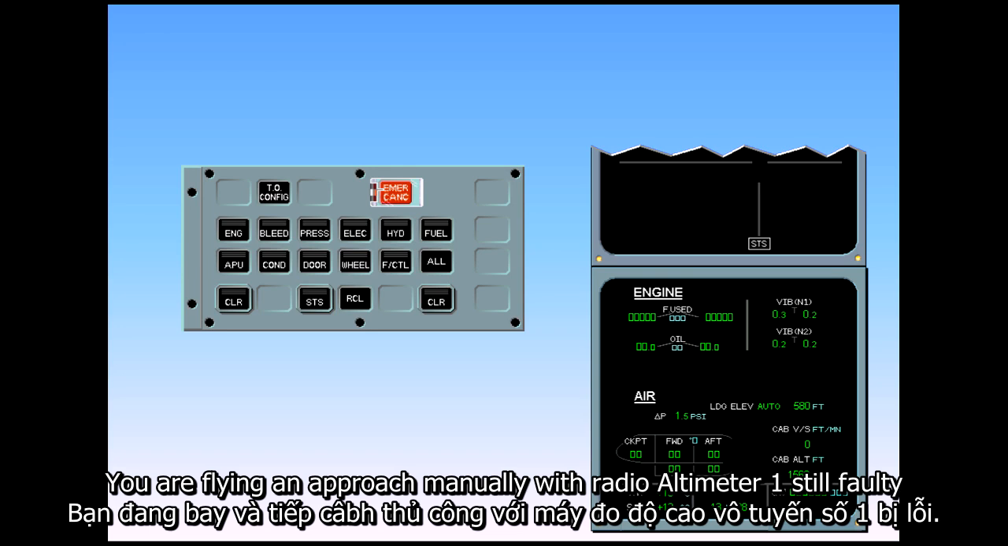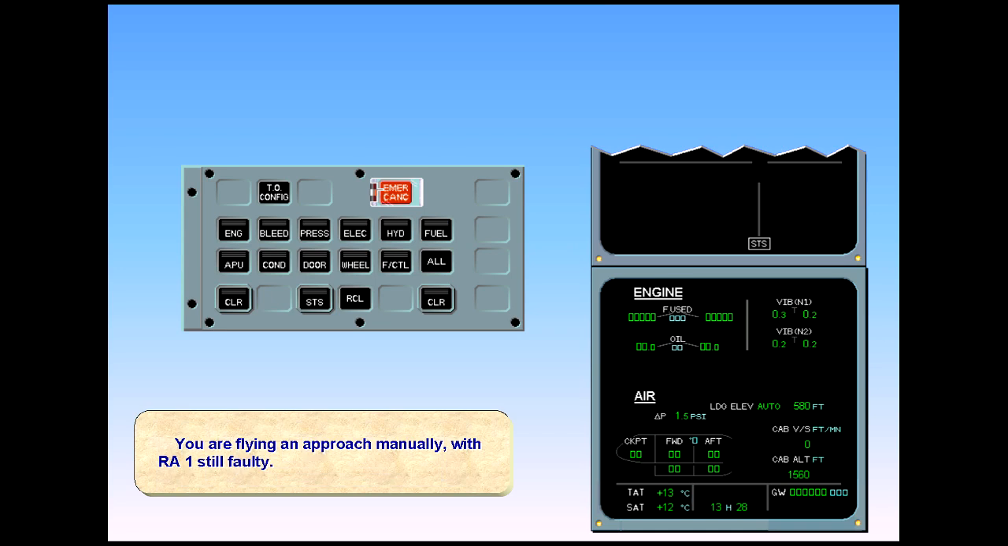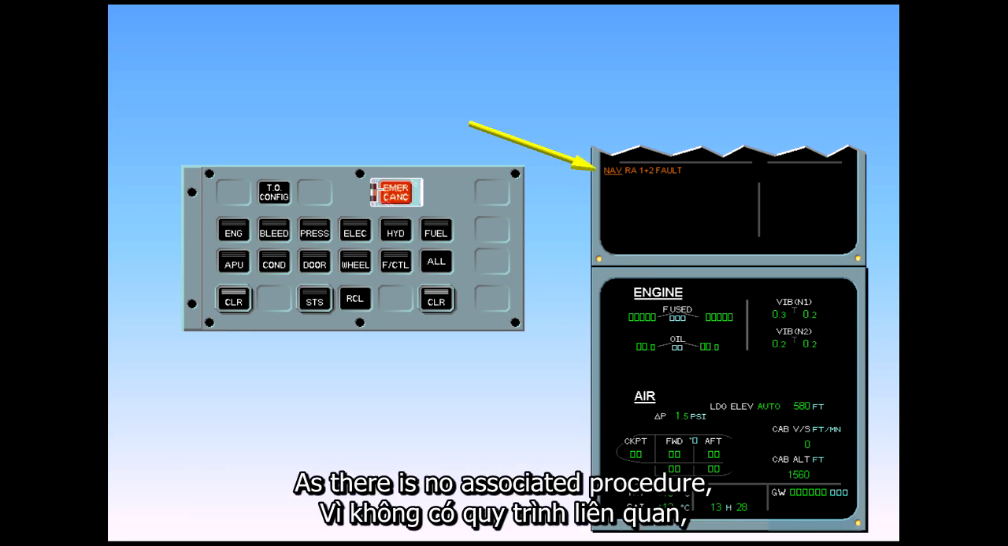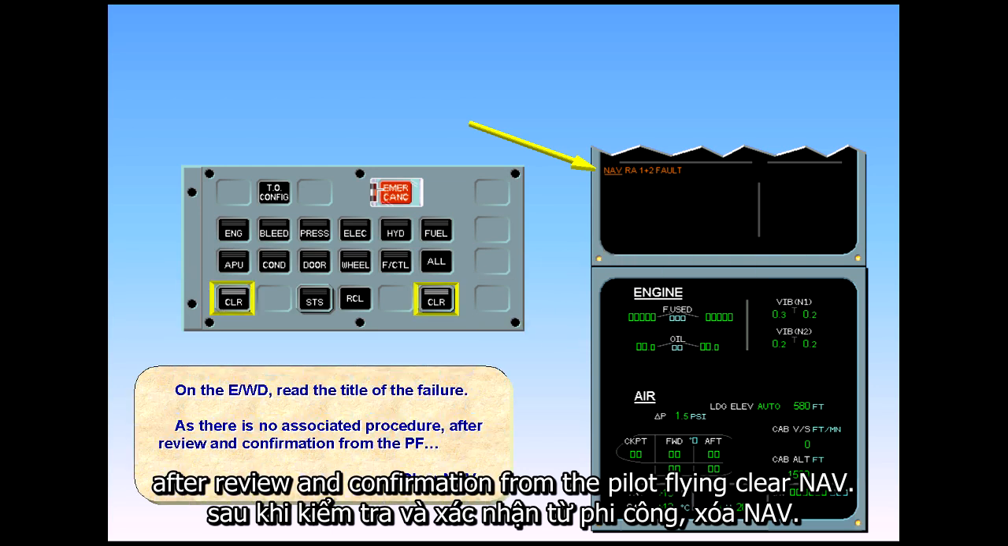You are flying an approach manually with radio altimeter 1 still faulty. On the engine warning display, read the title of the failure. As there is no associated procedure, after review and confirmation from the pilot flying, clear navigation.